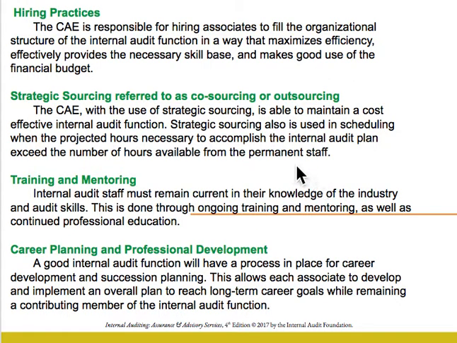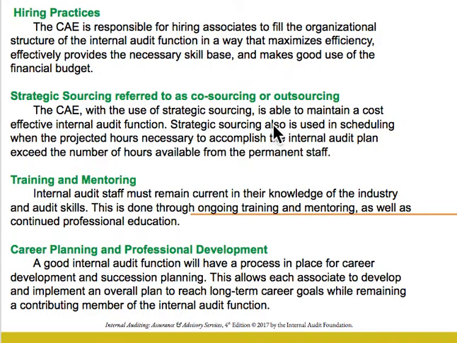The second one, or the fifth one, is strategic sourcing. Strategic sourcing is sometimes referred to as co-sourcing or usually outsourcing. You probably know what outsourcing is. What does that mean? Strategic sourcing allows the chief audit executive to optimize both the skills base and the financial considerations related to staffing. What does that mean? That means through strategic sourcing, the chief audit executive could have a good balance between the skills needed and the financial budget that he needs to work within.